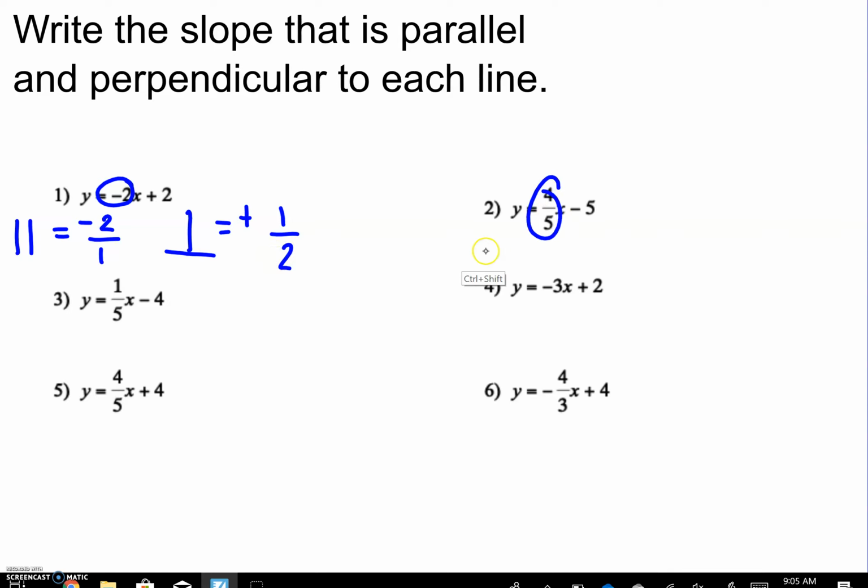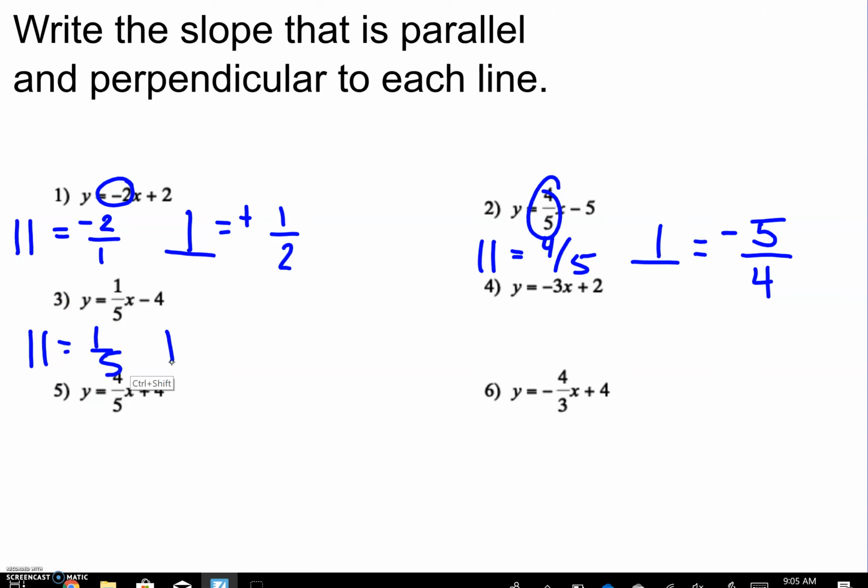Okay, this one, the parallel slope is just 4/5. Perpendicular slope is flipping the fraction, and this was positive, now it's negative. Parallel is 1/5, that's easy. Perpendicular is -5/1.